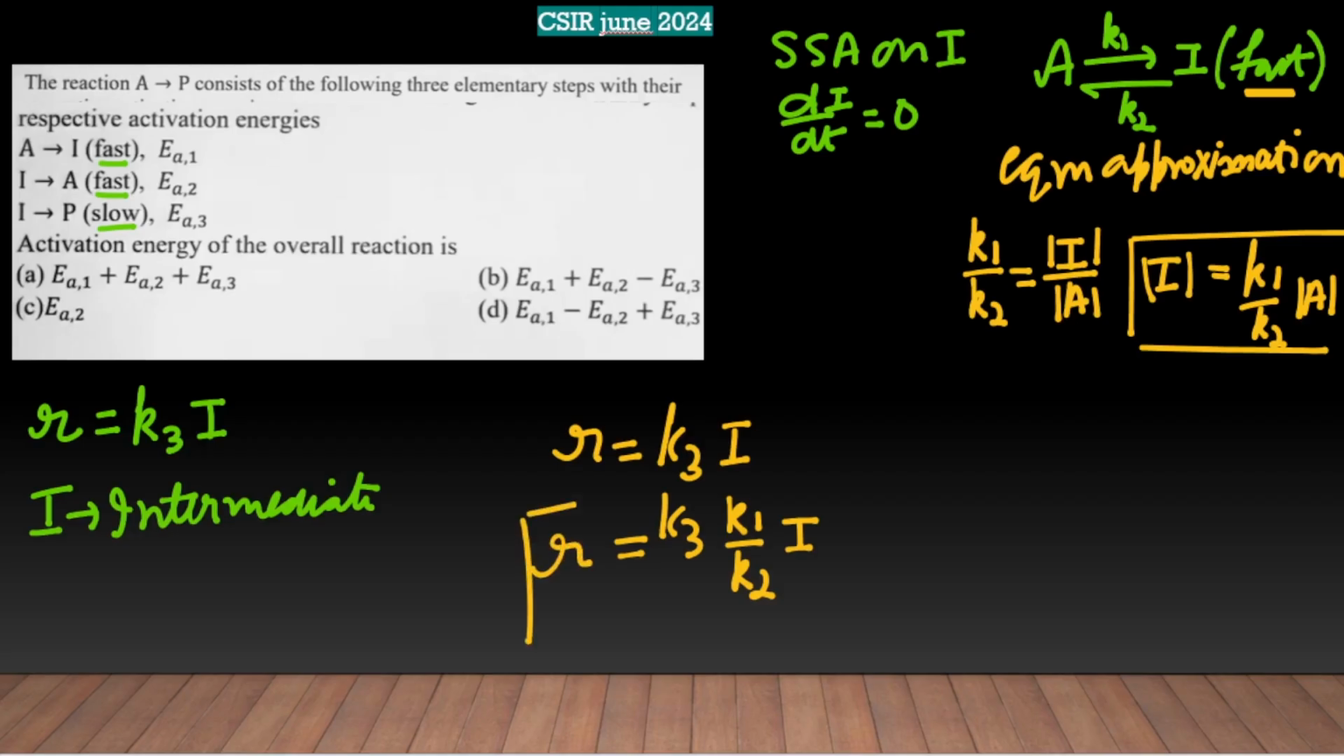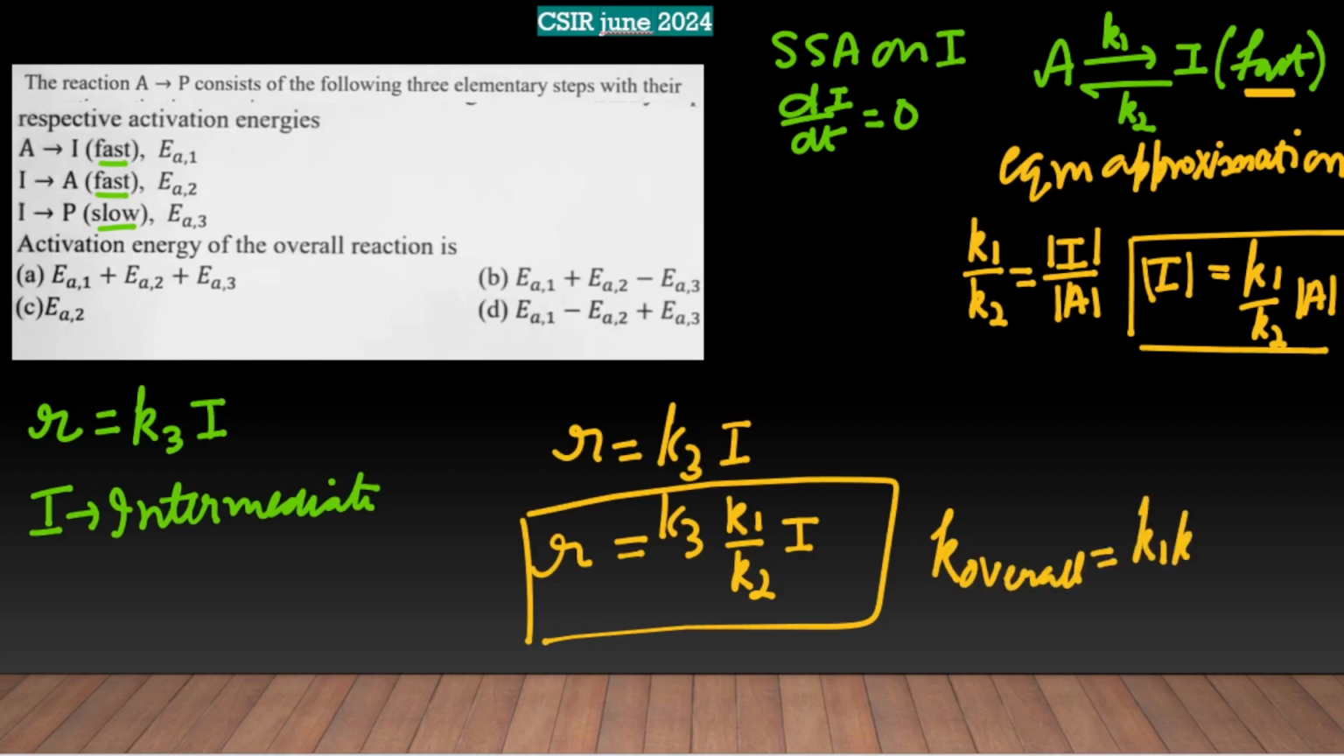This is the overall rate expression, and the K overall, that is the overall rate constant, is equal to K1 into K3 upon K2. So to find the overall activation energy, the K value is K1 into K3 upon K2. This you can also directly write if you know it, but I'll be showing you the complete derivation part of it. So how can we do this?